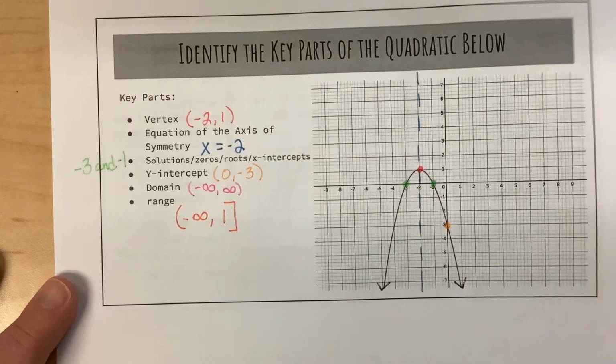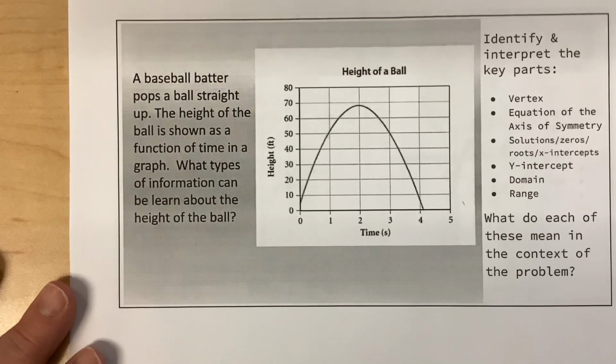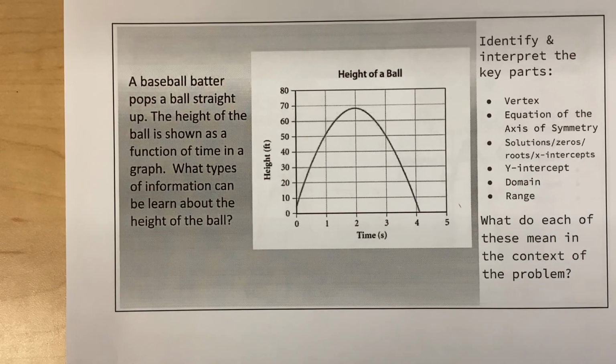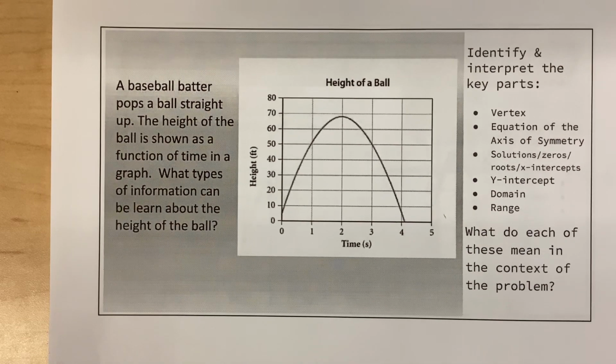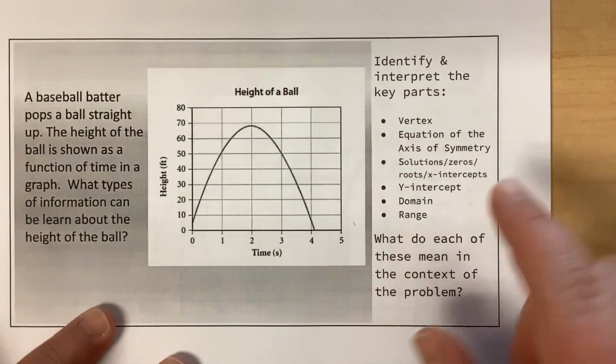I think we have one more in this packet. No, we're going to talk about some real world scenarios. So same idea, but now we're going to have some context with it. Okay, so this problem says a baseball batter pops a ball straight up. The height of the ball is shown as a function of time in the graph. What types of information can be learned about the height of the ball? So basically, we're going to answer the same questions.